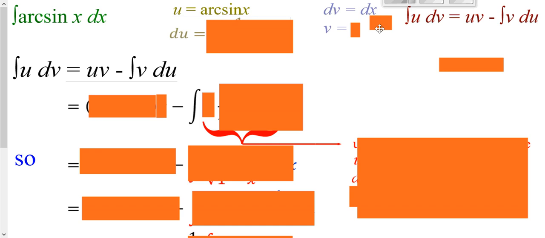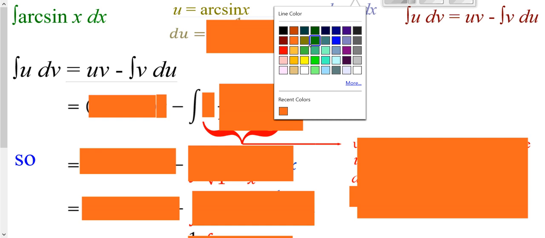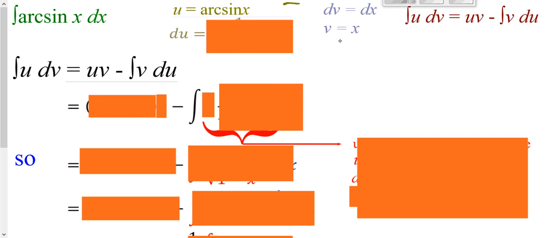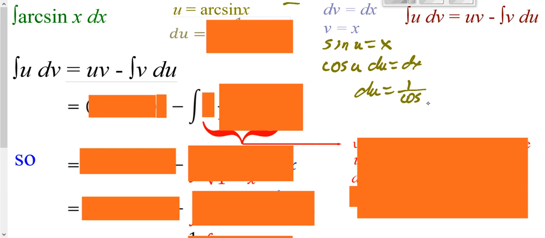So your dv would have to be your dx, so you get your integral of that for v to be x. So now you have to do the derivative of the inverse sine. Well, you should remember that to do something like that, you just want to go ahead and write it like a normal trig function. You know the derivative of sine is cosine. Well, then you'd have to get du by itself. So you'd take your cosine to the other side.